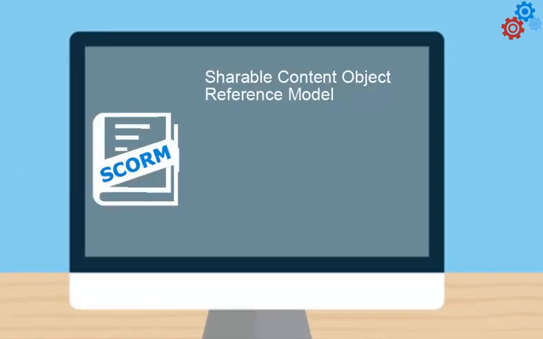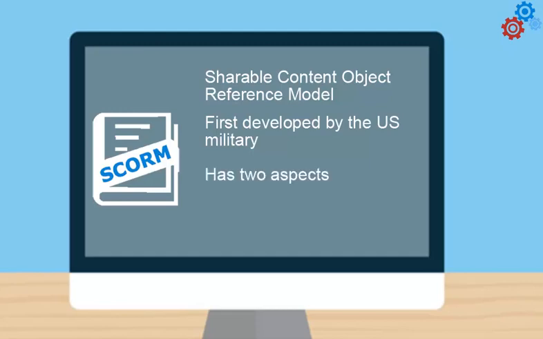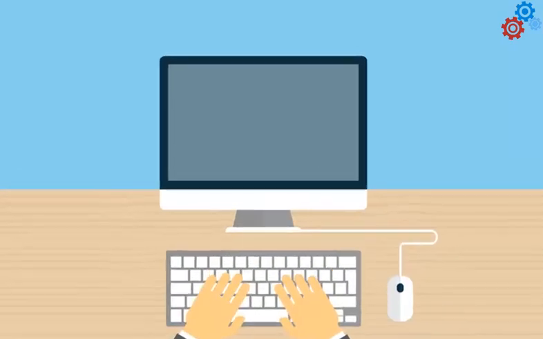Scorm is an abbreviation for Shareable Content Object Reference Model. It is a technical standard that was first developed by the U.S. military based on various other e-learning standards. Scorm has basically 2 aspects. First, interoperability, which allows course to communicate with other Scorm-related course or learning management systems, and second, portability, a subset of interoperability that allows course to be ported to learning management systems that are obviously Scorm compliant.